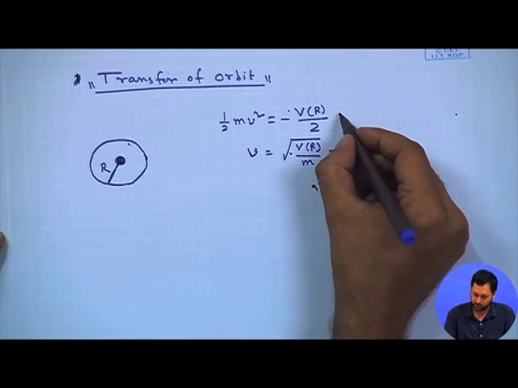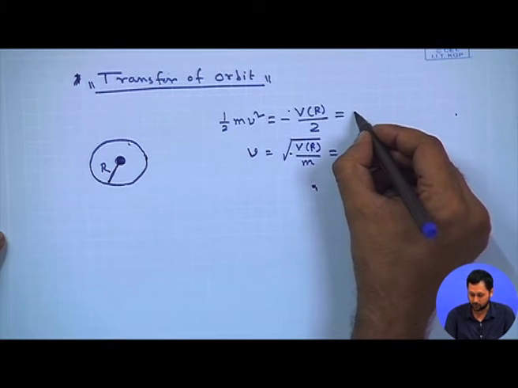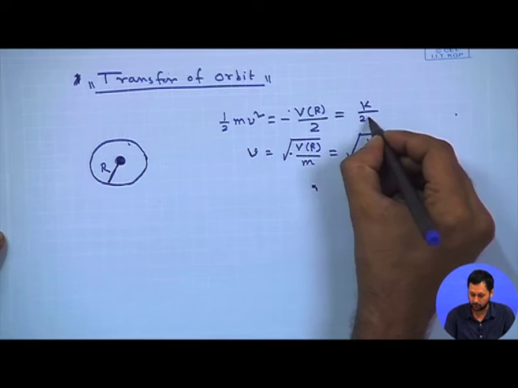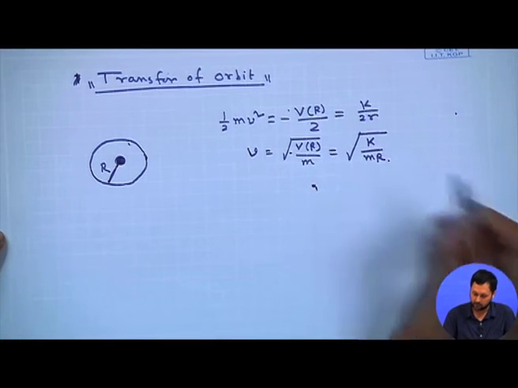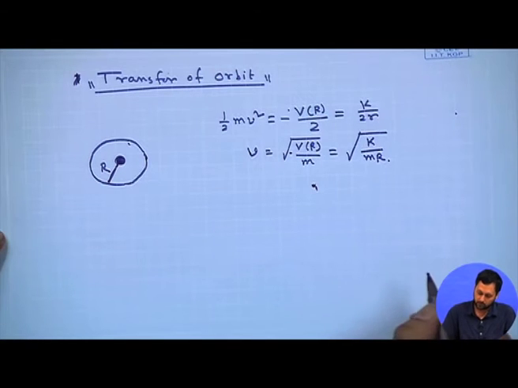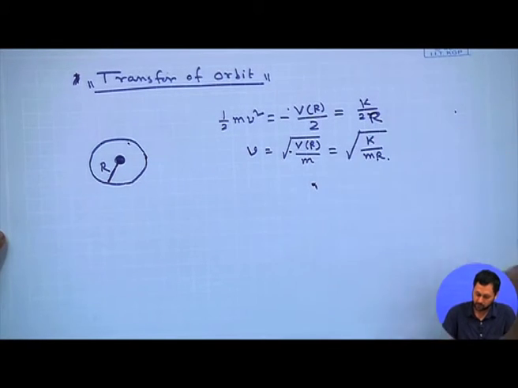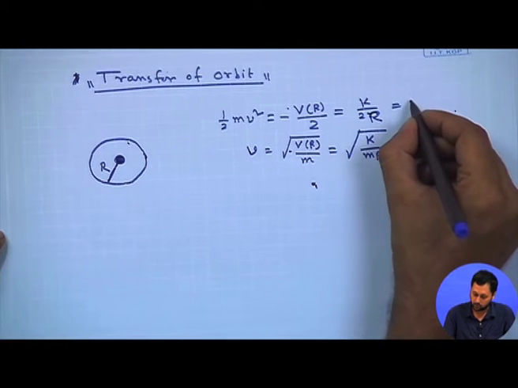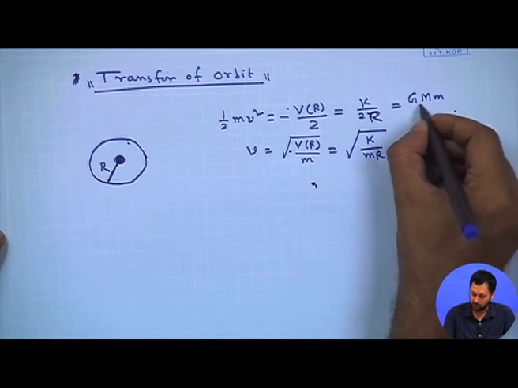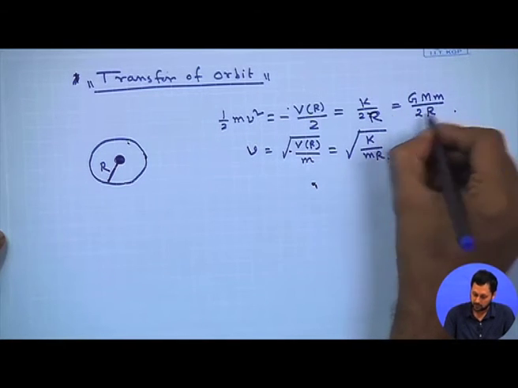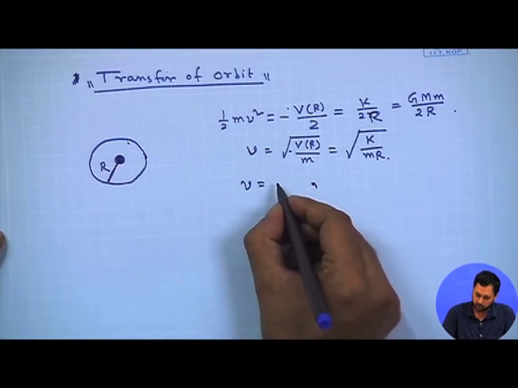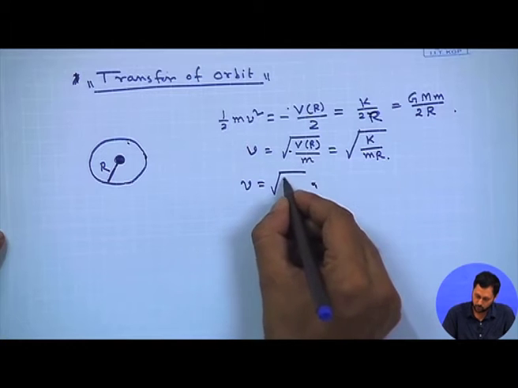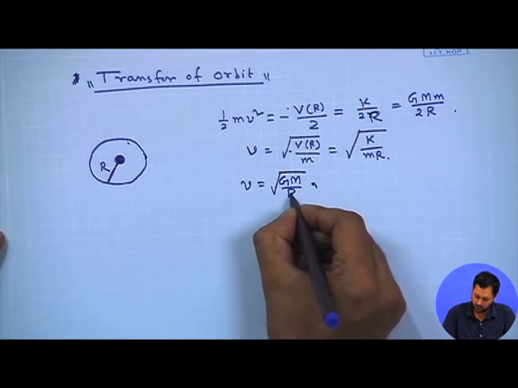If we take V(r) to be equal to minus k by r, it will be k by 2r. So, it will be root of k by m r in this case. Or, if we put k equal to G M m, then velocity v will be equal to root of G M by r.